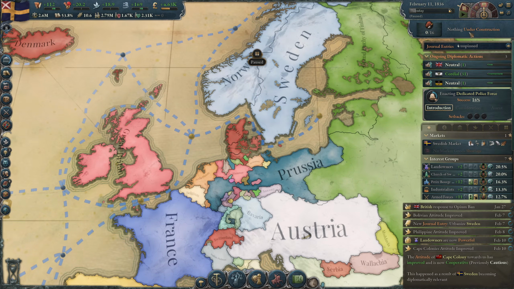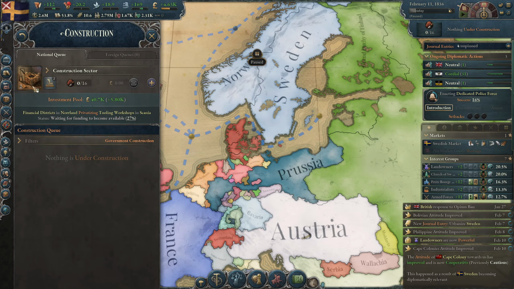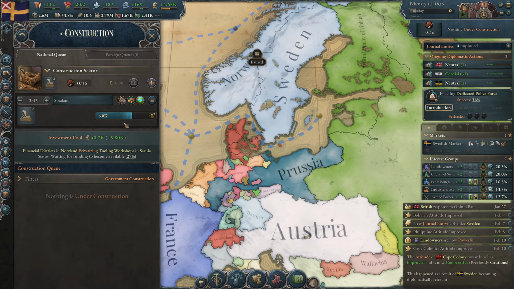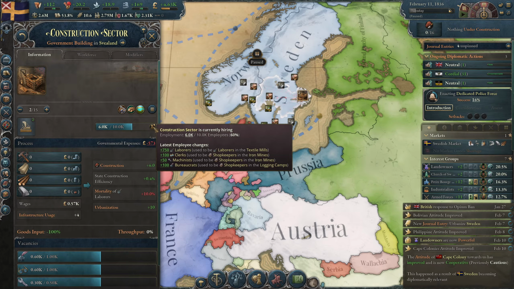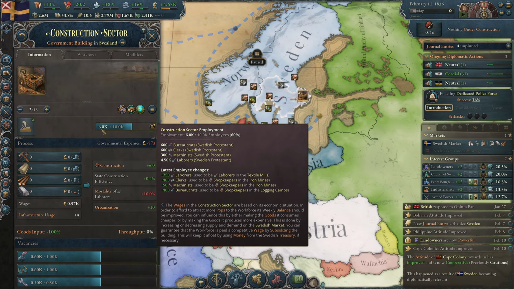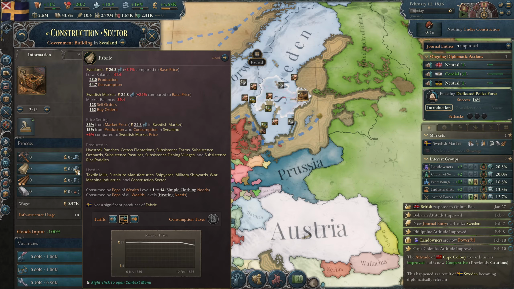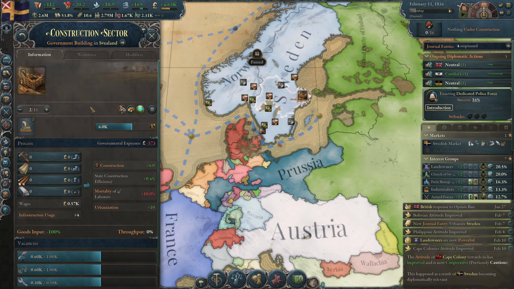The game. Because we have built our construction sector, we now have 2 construction sectors in Svealand. People are getting hired. We hired 1,000 last month, as you can see. And you can also see that our cloth penalty is now gone, because we are not using our construction sectors right now. We are not building anything.